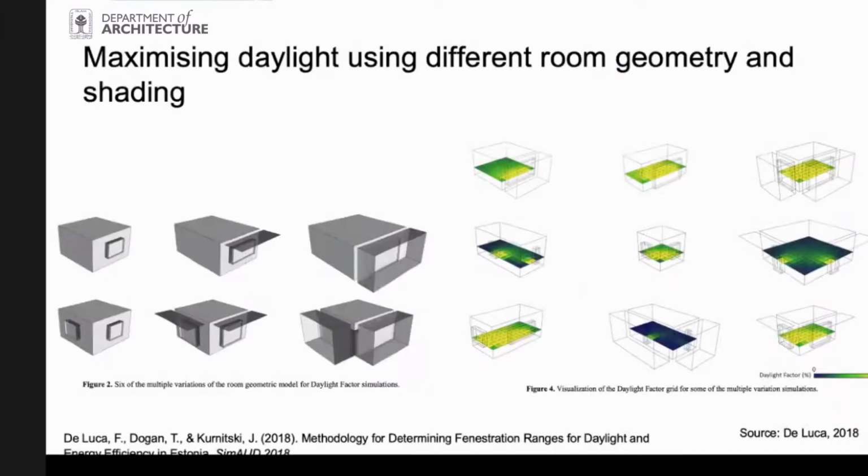The next one is an example of maximizing daylight using different room geometry and also shading. By choosing several types of room geometry and several shading forms or shapes, we can evaluate which of the various building geometries has maximum daylight penetration into the room, and which shading is best to still control the sun penetration while also maximizing the daylight that penetrates inside the room.